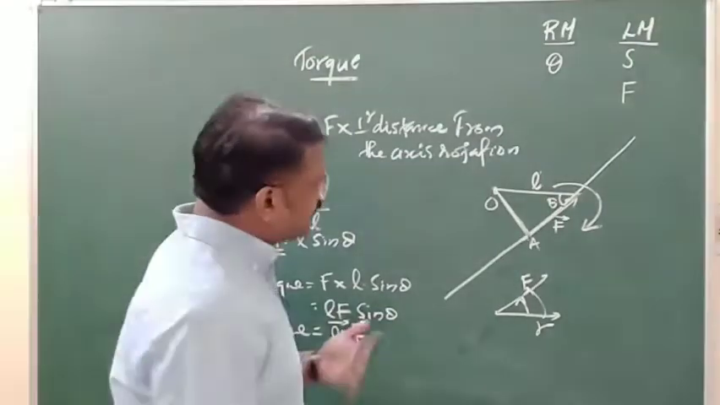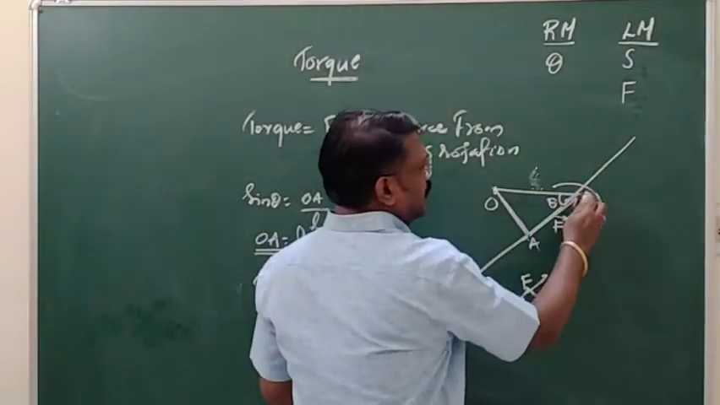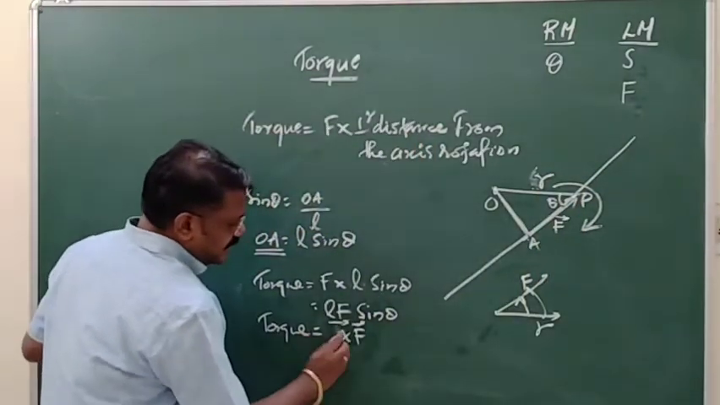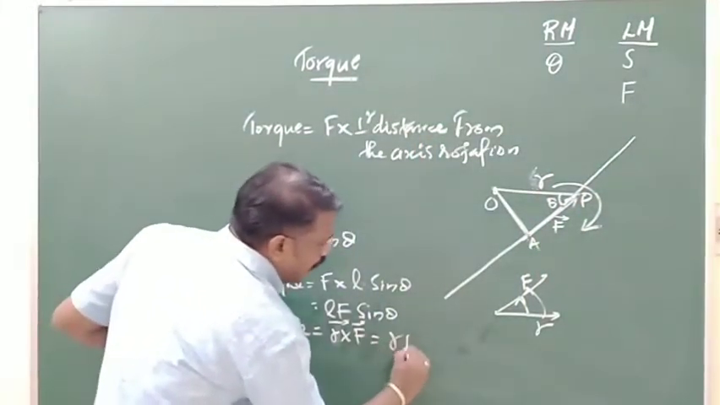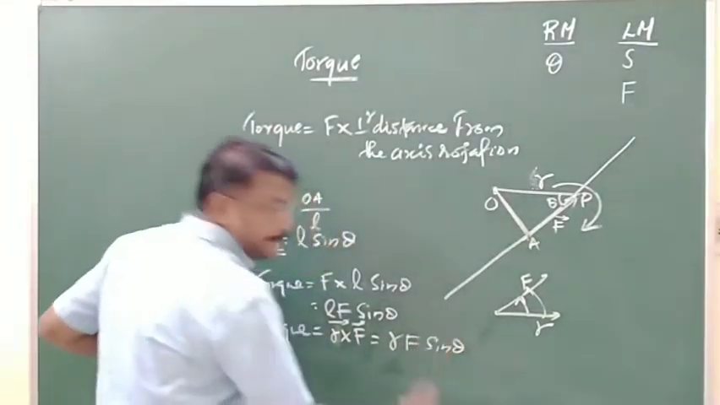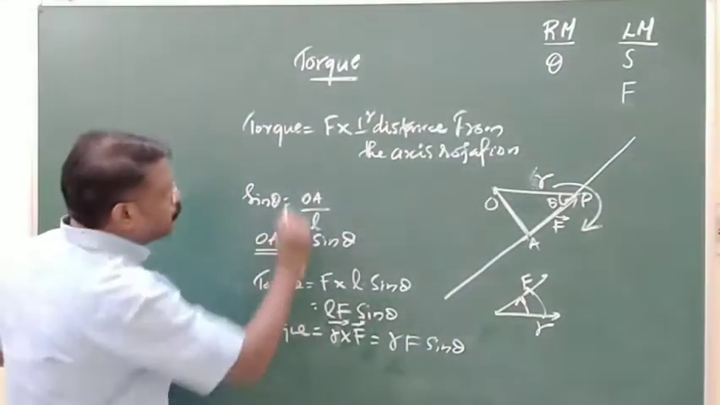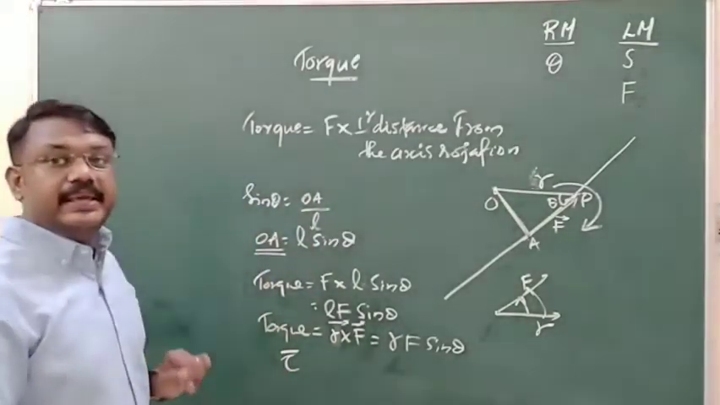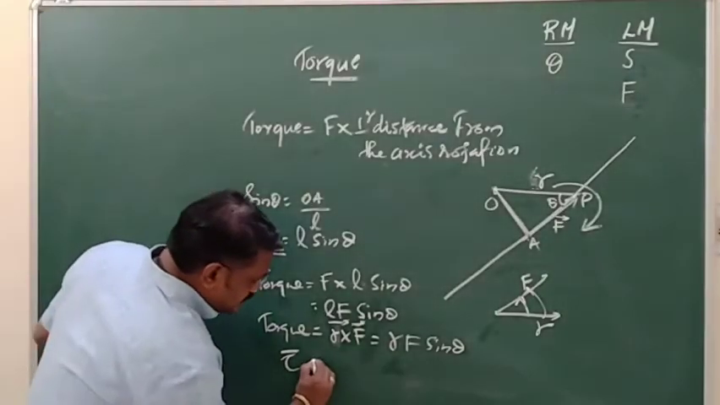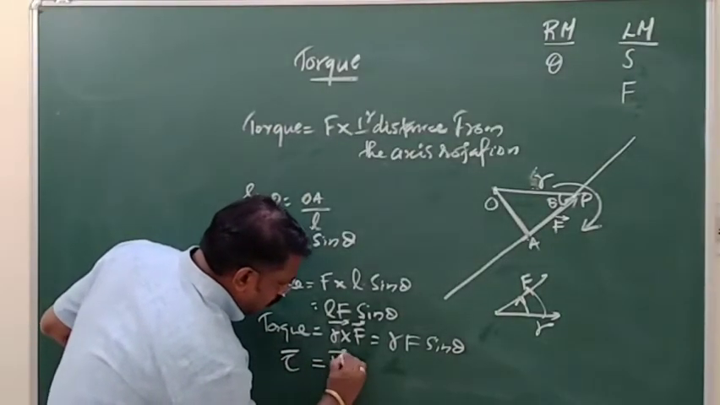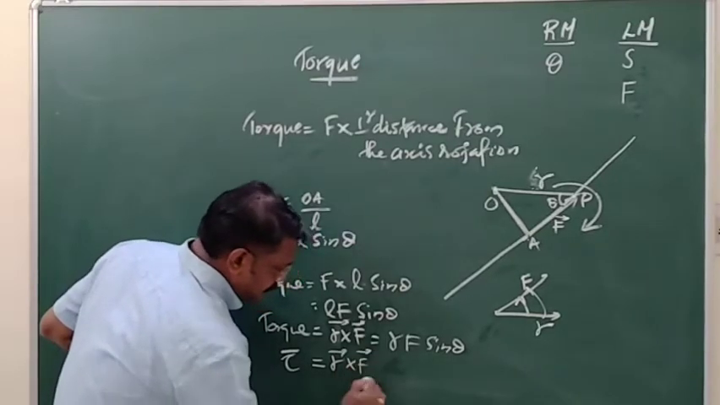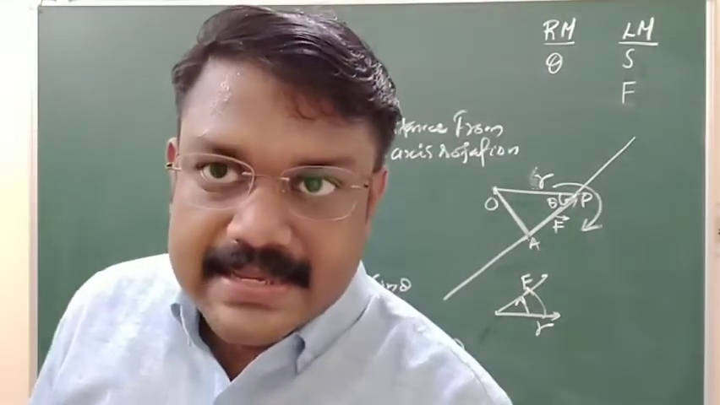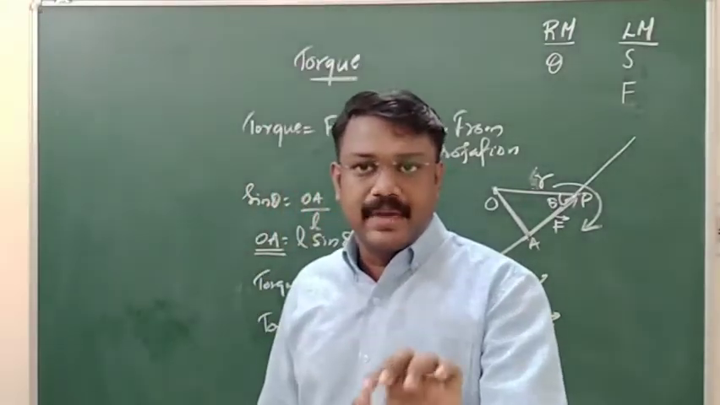Or in the general case, suppose instead of L, you are keeping a particle at P at a distance R. Then instead of L, you can write R cross F, which is equal to R F sin theta. The torque is denoted by the letter tau. This tau is equal to R cross F. This is the torque generated from a force.